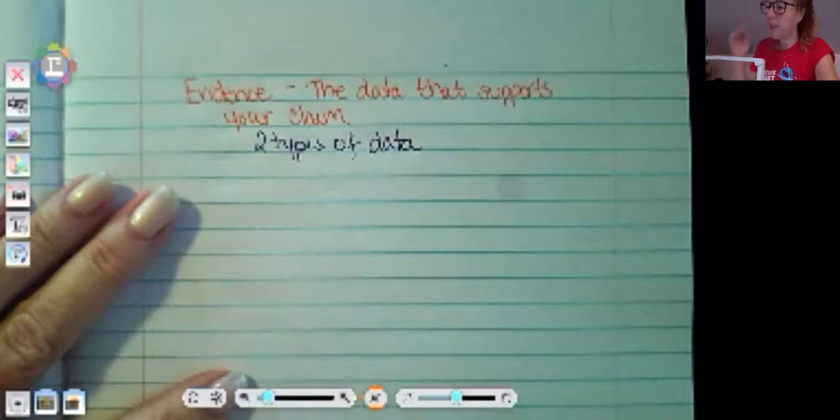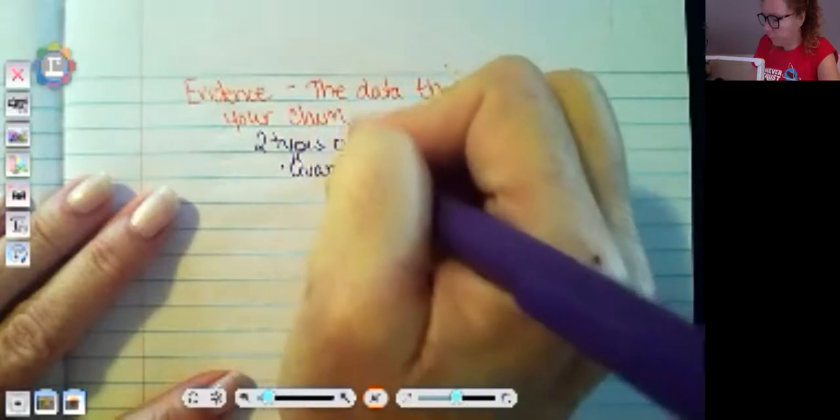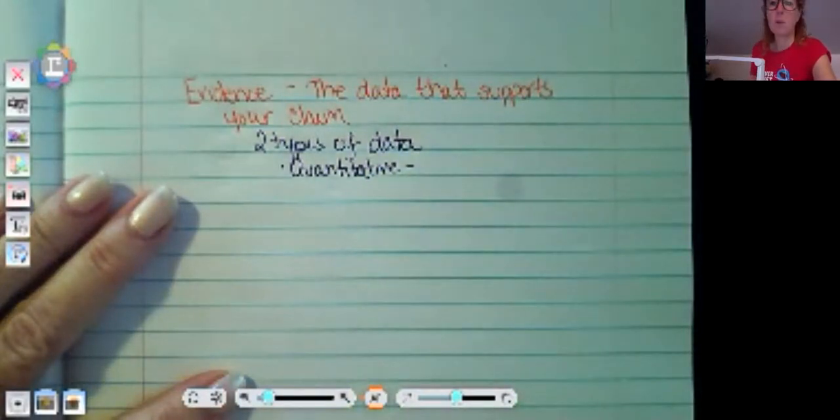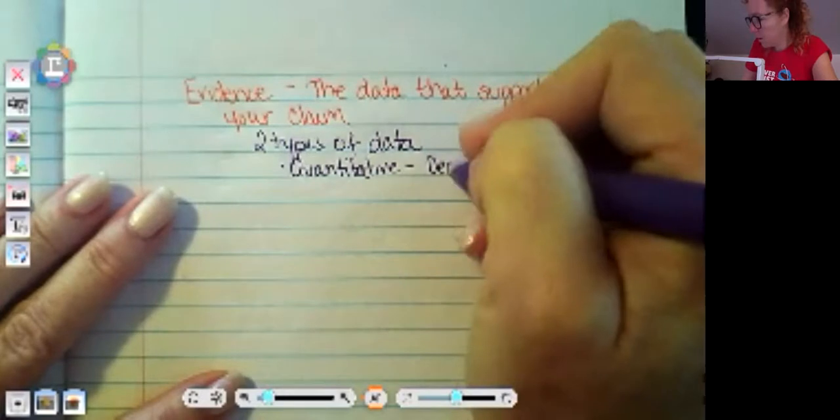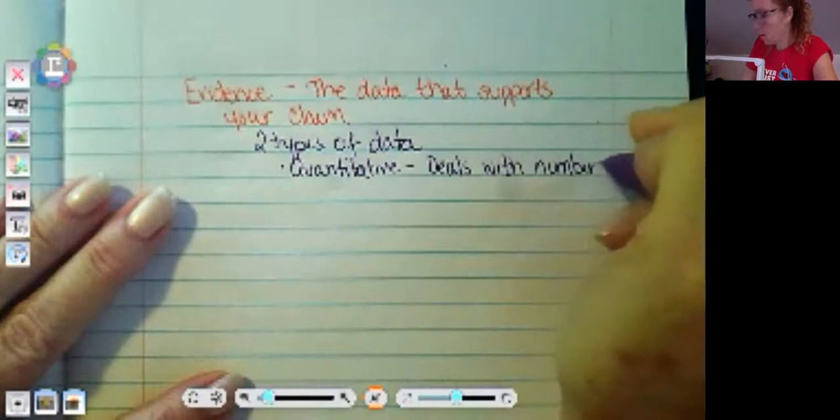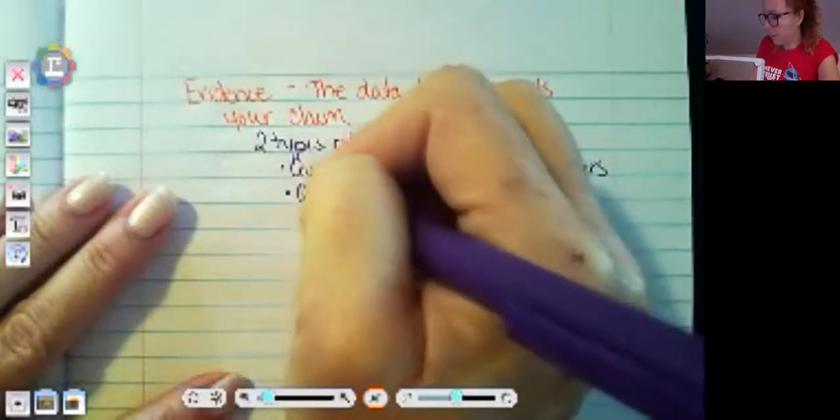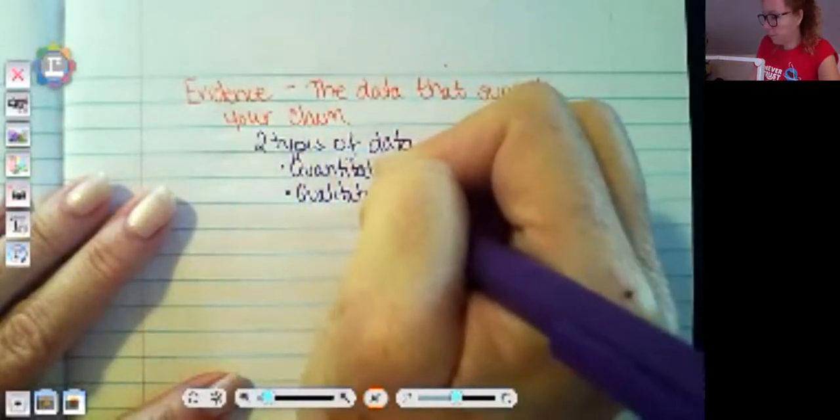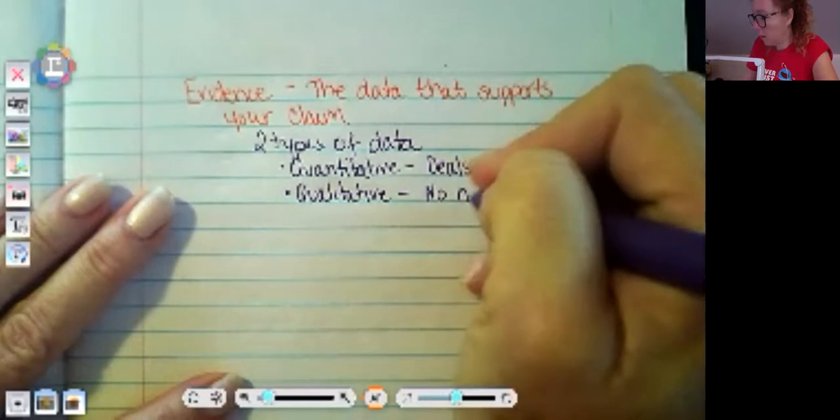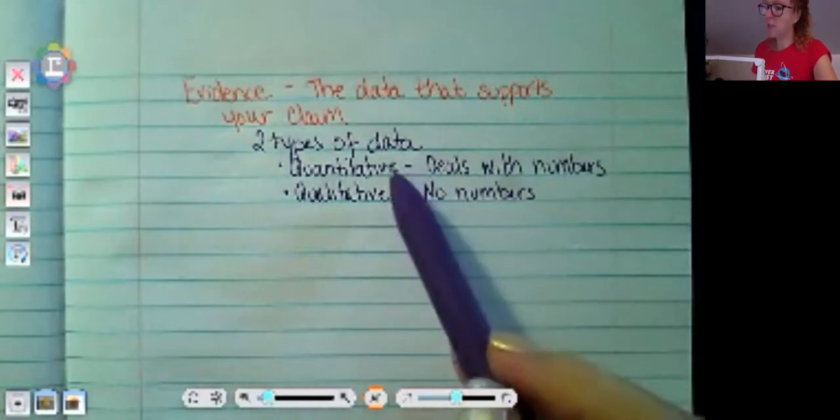It doesn't always have to be quantitative. Quantitative is going to be dealing with numbers or quantity. Numbers are always good, but it can also be what's called qualitative, and this is not dealing with numbers. So two types of data are quantitative and qualitative.